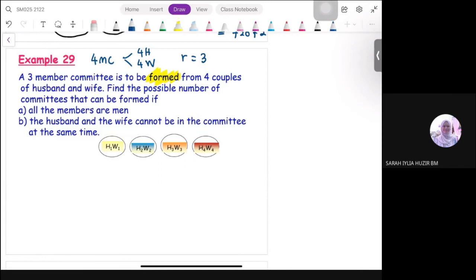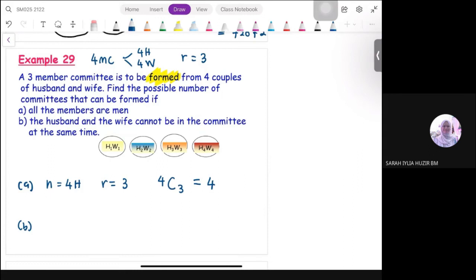Okay. So for the first case, all member are men. Okay. How many men do we have? We have 4 husbands. Out of these 4, we will choose only 3 to satisfy the committee. So our calculation would be 4C3. Okay. So 4C3 would be 4. Alright. Now, second situation. The husband and the wife cannot be in the committee at the same time. Apa yang dia maksud kat situ? Kita tak boleh pilih satu couple untuk jadi the member of the committee. Maksudnya saya tak boleh pilih husband 1, wife 1, husband 2, sebab husband 1 and wife 1 consider as a couple. Yang tu dia tak nak.